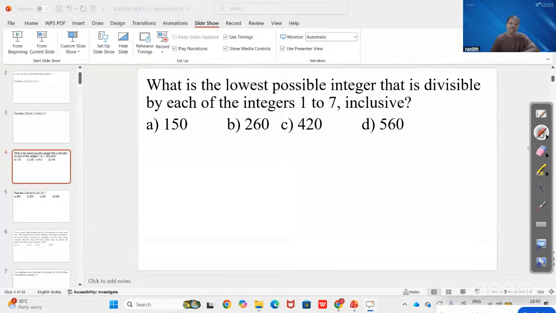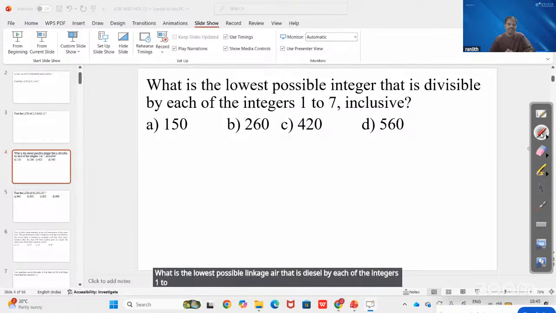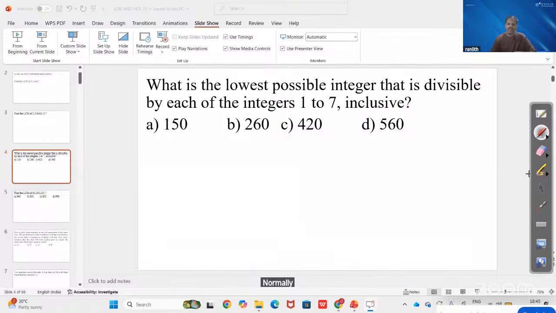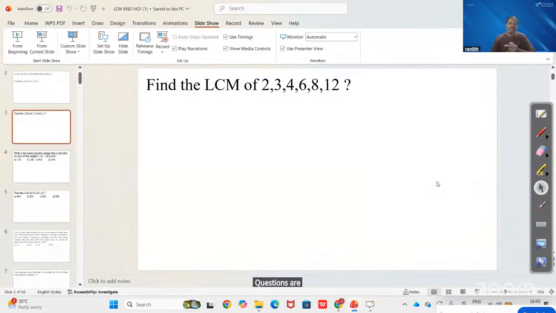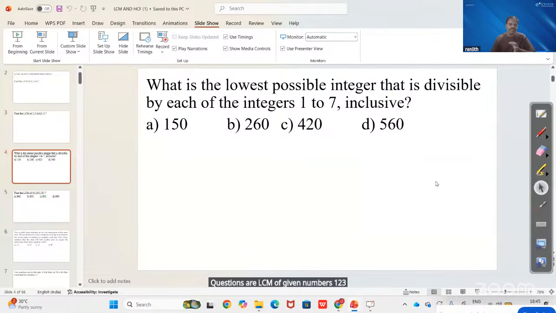Next. What is the lowest possible integer that is divisible by each of the integer 1 to 7 inclusive? Normally, questions are LCM of given numbers 1, 2, 3, 4, 5, 6, 7. So if you elaborate, this is the question. What is the least number of 1 to 7? What is the answer here?